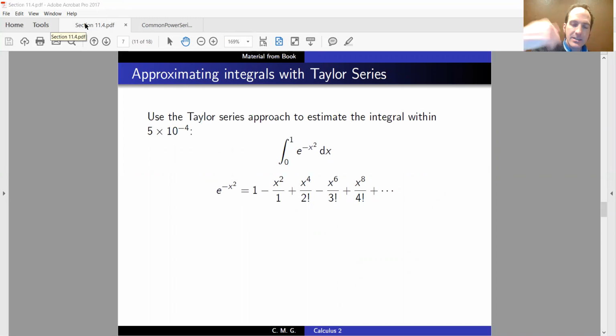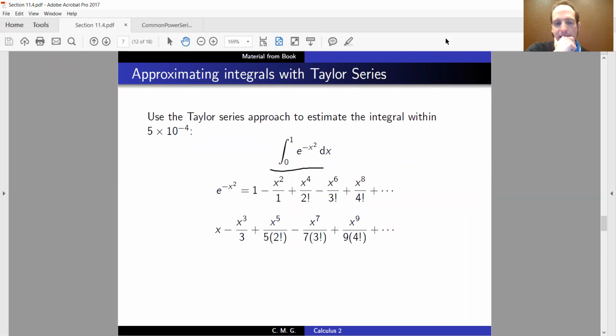All right, so that's my expression here. And then I want to integrate this. So the integral from 0 to 1 of this thing, I want to integrate it and then plug in 1 and 0 and subtract the two and see what I get. Plugging this in, I get x minus x cubed over 3 plus x to the 5th over 5 times 2 factorial minus x to the 7th over 7 times 3 factorial plus x to the 9th over 9 times 4 factorial minus x to the 11th over 11 times 5 factorial plus x to the 13th over 13 times 6 factorial, and so on.